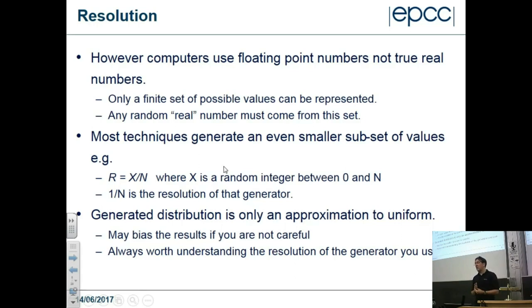So what typically happens is a random number generator actually gives you an integer, x, which is between 0 and n. If you have a random number generator that gives you an integer between 0 and n, you can trivially transform that into a floating point number between 0 and 1 just by dividing by n. But you can see that the resolution of that generator is 1 over n. You cannot differentiate between two numbers closer than 1 over n. You hopefully have a uniform distribution, so that any number is equally probable in that range.